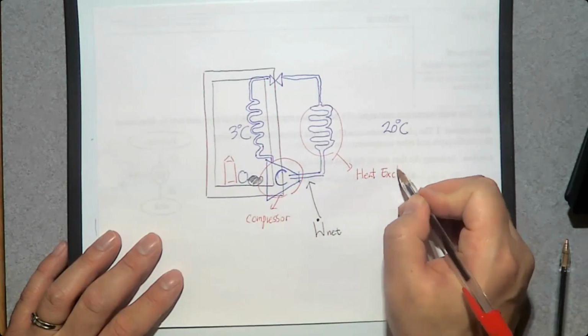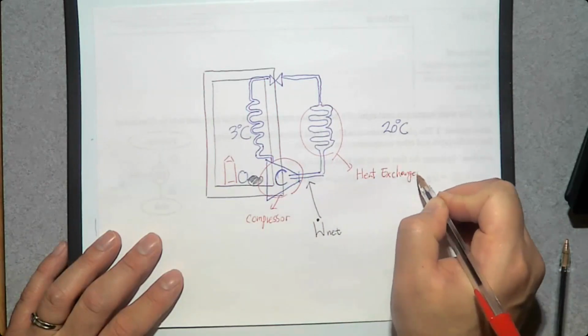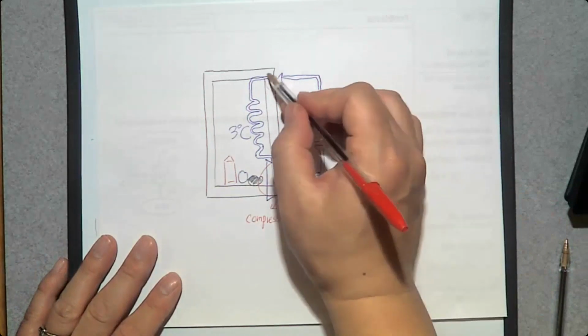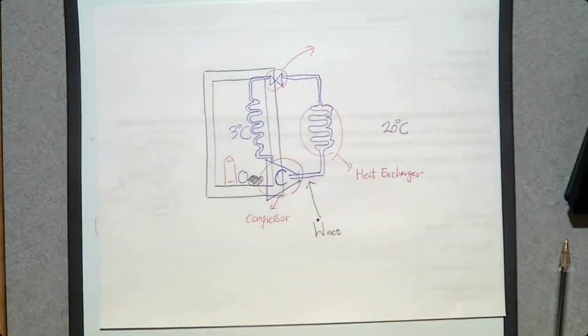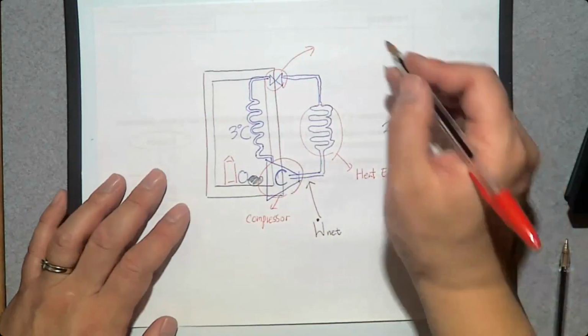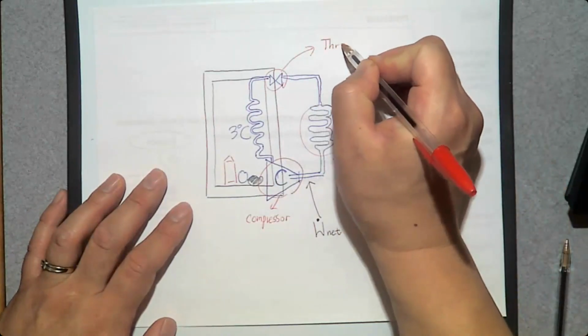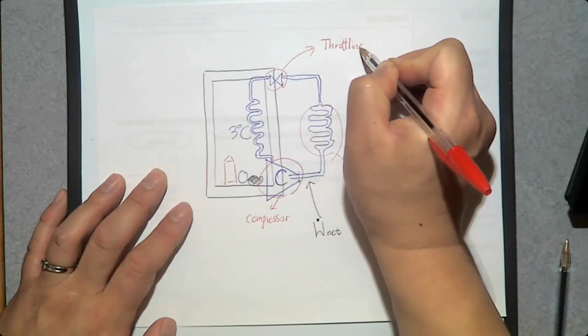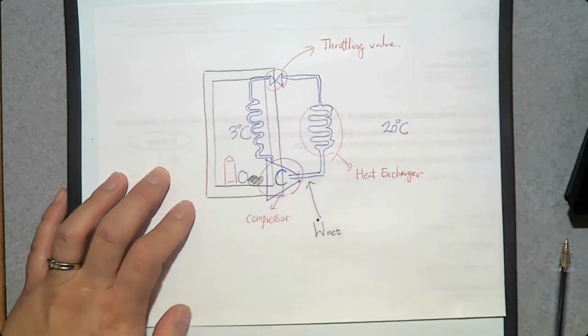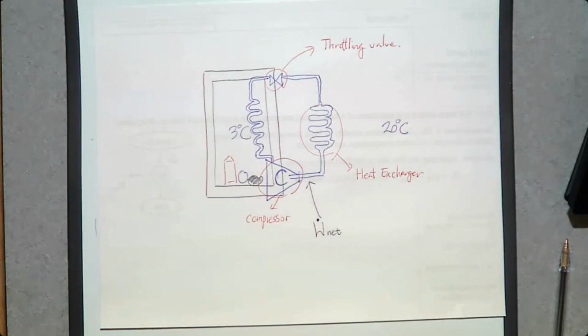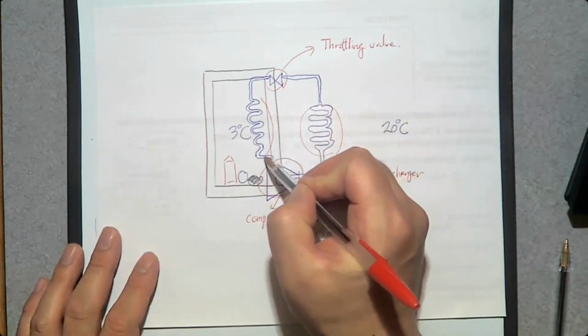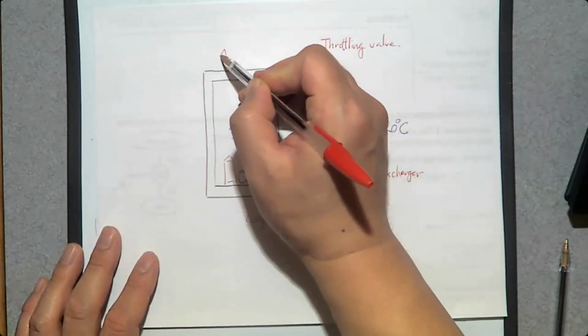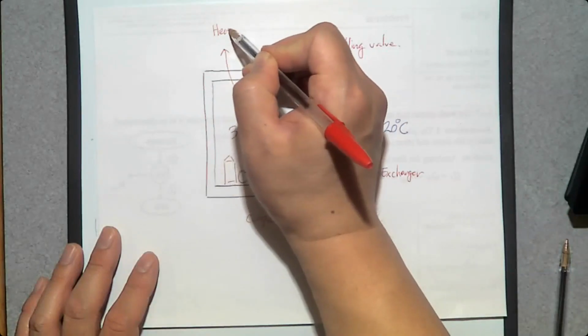Did we study this heat exchanger? Yes, in chapter 4. And what is this one? It is called an expansion valve in a refrigeration system. It is a type of throttling valve. Did we study the throttling valve in chapter 4? Yes. And we have another one called the evaporator. It's a type of heat exchanger. So we have another heat exchanger.